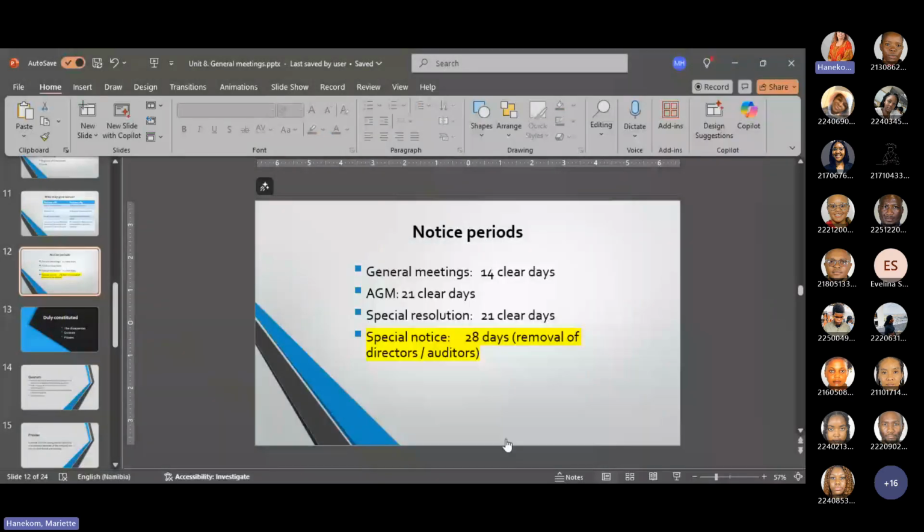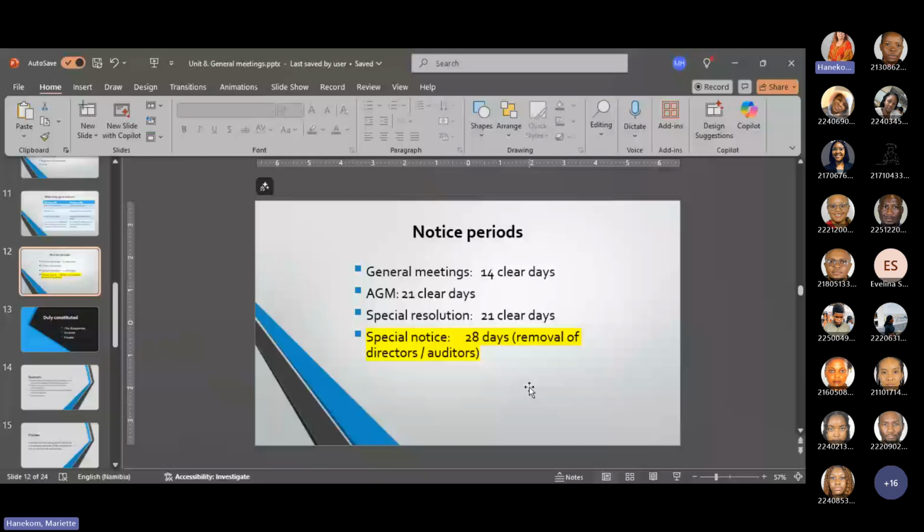Then the notice must be given at the appropriate time. There must be enough time between the date that the invitation to the meeting was sent and the actual day of the meeting. In terms of the Companies Act, the following notice periods apply. For any general meeting, the notice period is 14 clear days. For the annual general meeting, it is 21 clear days.